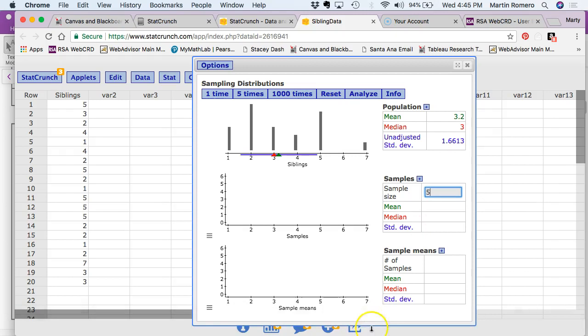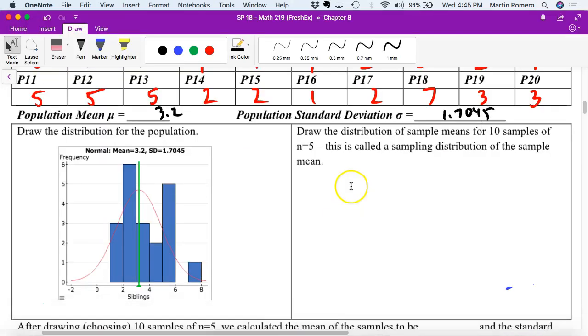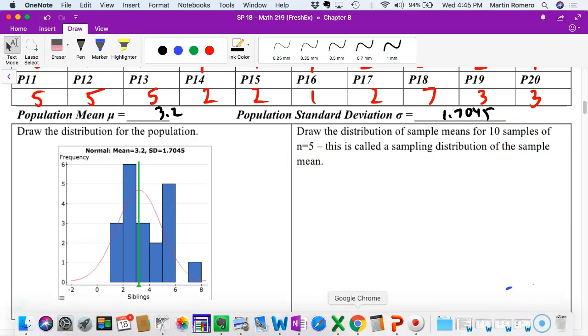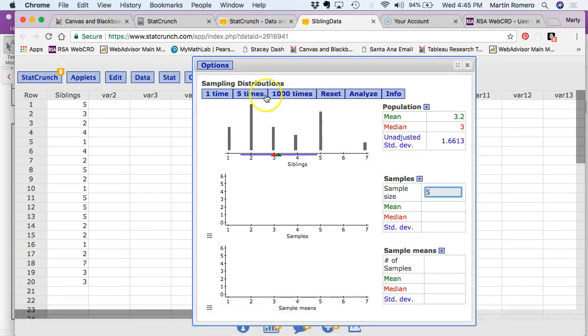Let me double check what we said here. We're going to do 10 samples of n equals 5. This is called the sampling distribution. So that's what we want to do. And so let's go ahead. What's going to happen is the computer is going to randomly choose 5 people, and calculate the mean and standard deviation for that. So let's do that 5 times.